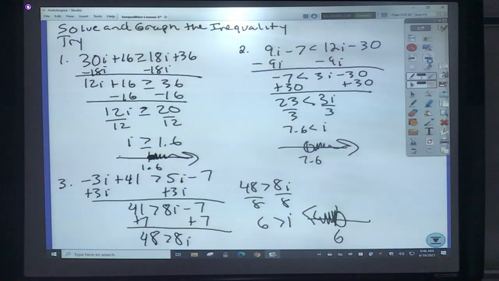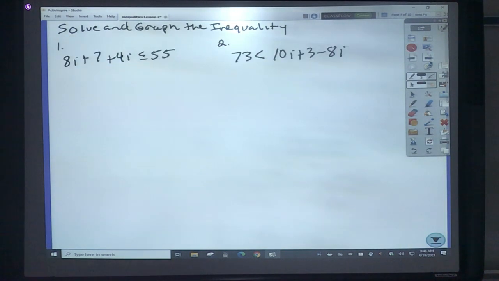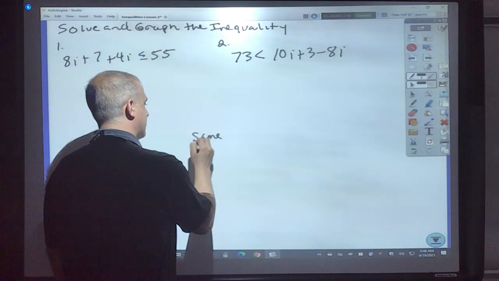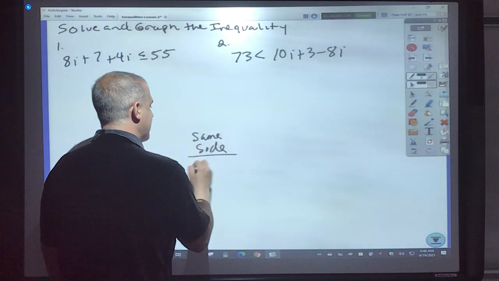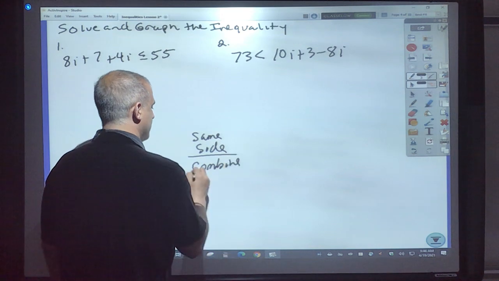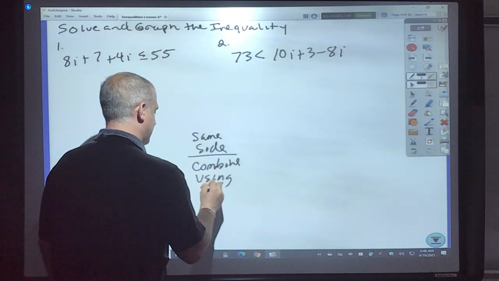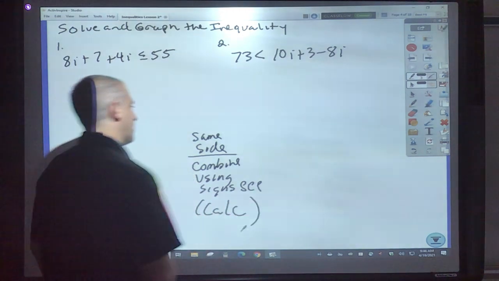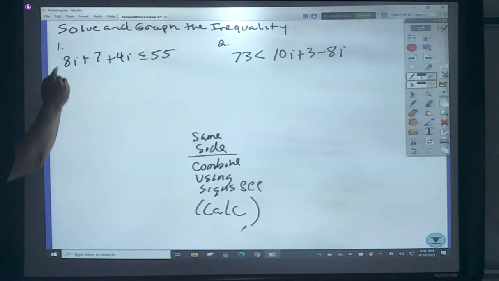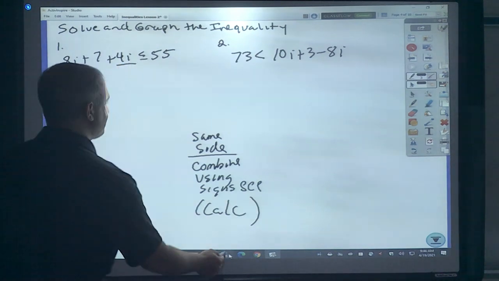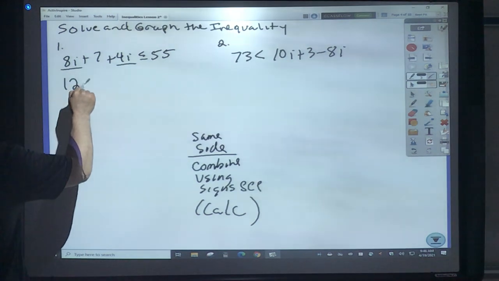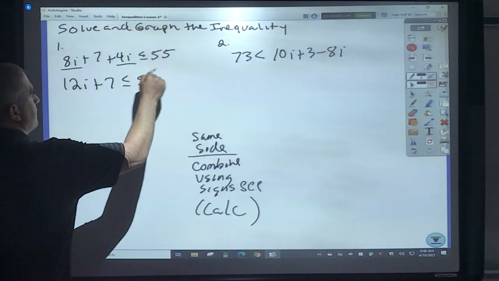All right, let's go to now variables on the same side. Let's talk about this. When they're on the same side, you got to combine using the signs you see. Use your calculator. So for instance, on this one, because they're on the same side, I would just do 8 plus 4. So now I'm at 12i plus 7 less than or equal to 55.